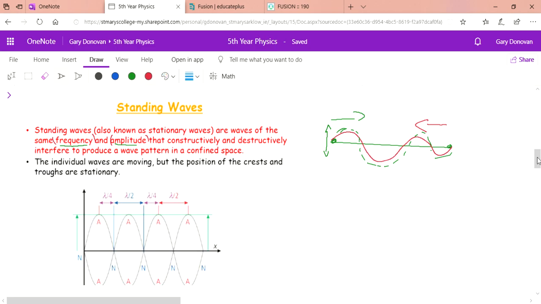The next thing you need to know is that these points are called nodes. They have an N here for node. These points are called antinodes.